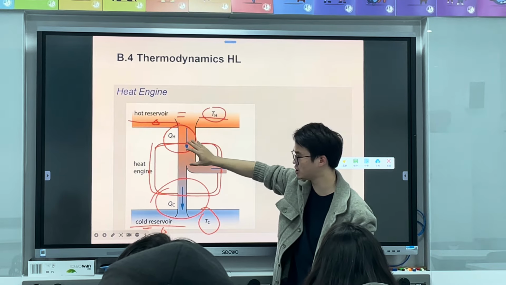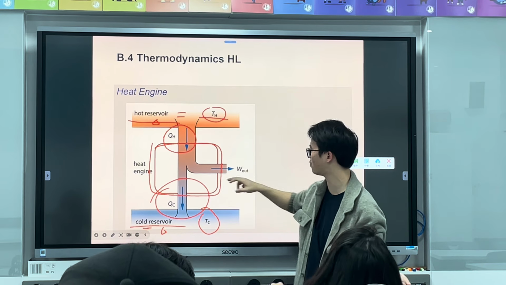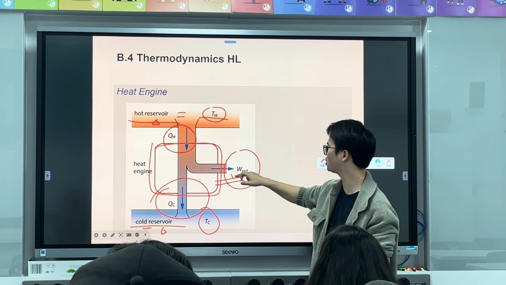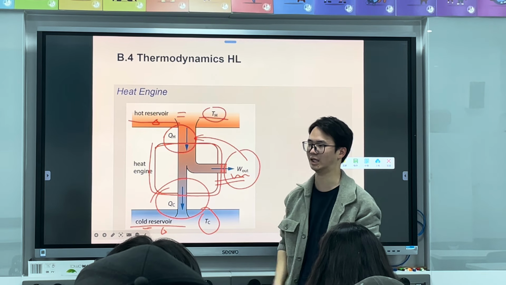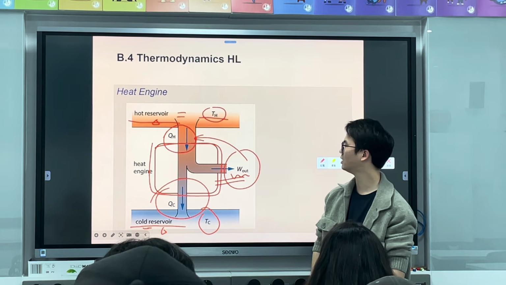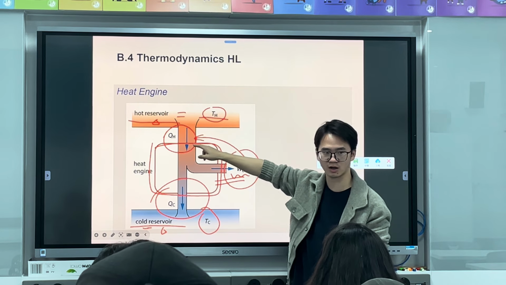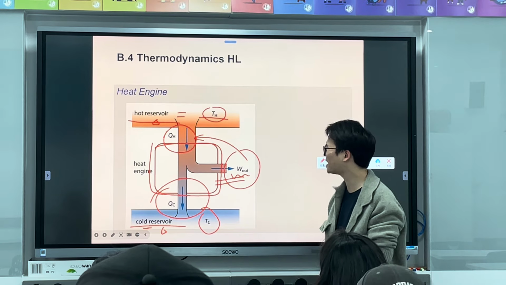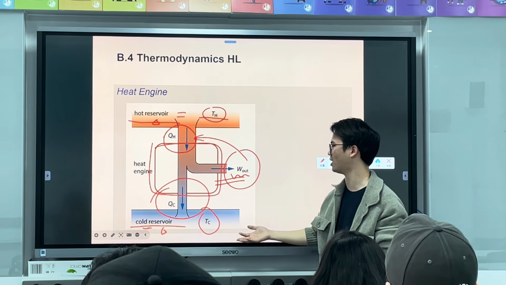Part of the QH here, if you're going to use it to do work, can be output as useful work. Can Q out be equal to QH? No. Q out is always going to be smaller. There's no way to be equal. Always smaller than QH. But if you don't do work, let's say you don't do work, right?